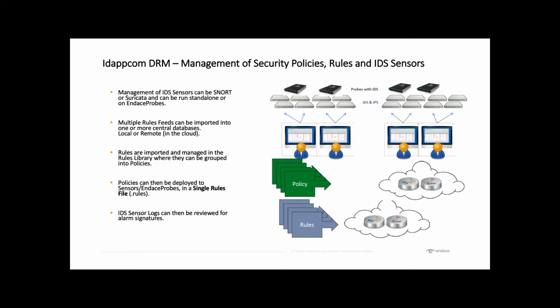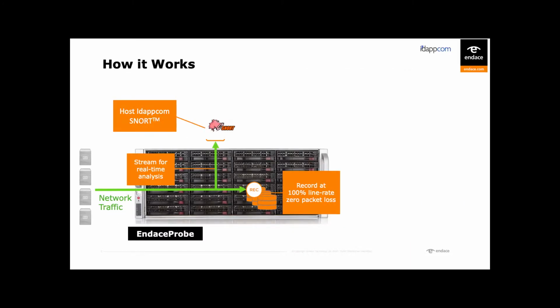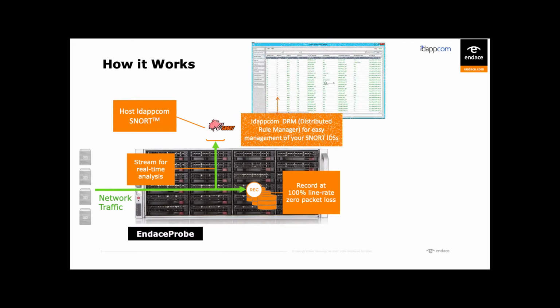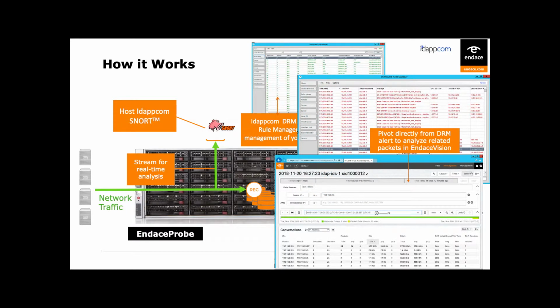DRM's log collector also collects security alerts that are generated by all the IDS instances on the network into a centralized database where they can be accessed and reviewed by security teams. For this demo, we have SNORT running on EndaceProbes as a hosted application detecting threats in real time. SNORT is being managed by Idappcom DRM for extensive rule management and simple event logging. In parallel, EndaceProbes is capturing all packets for in-depth investigation and forensics purposes.